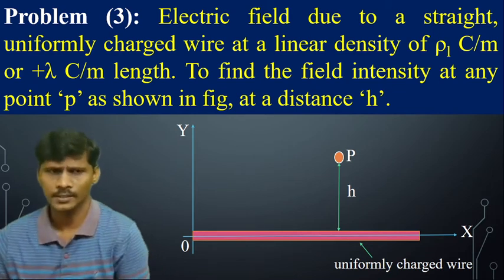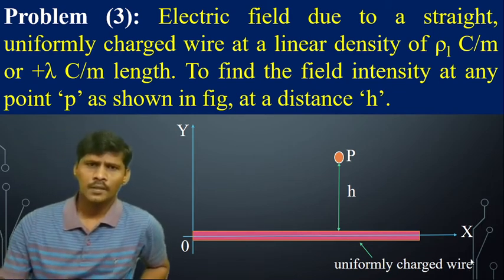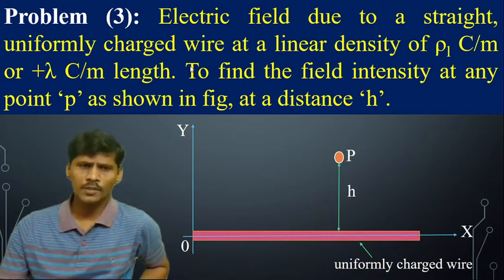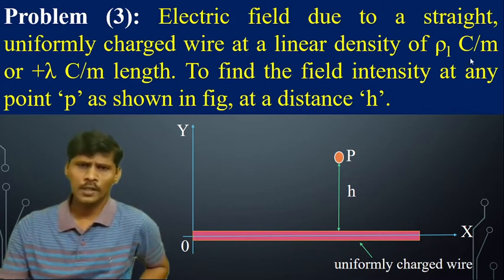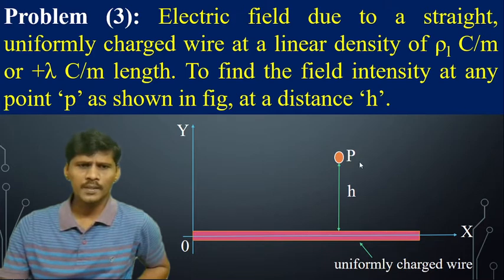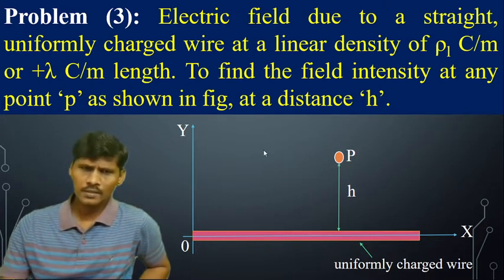Now coming to the example: electric field due to a straight, uniformly charged wire with a linear charge density of rho L coulombs per meter, or lambda coulombs per meter, find the electric field intensity at any point P as shown in the figure. So this is the given figure.